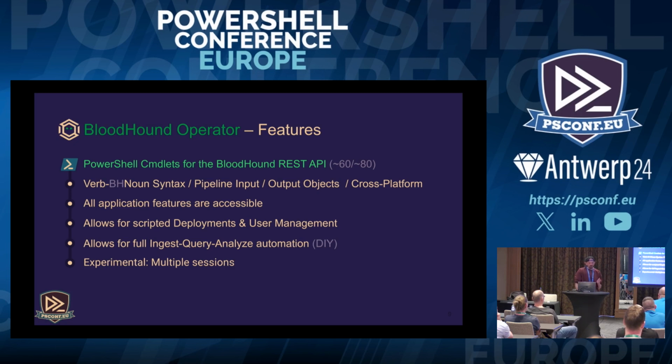All application features are accessible. It allows for scripted deployment of the application. Scripted deployment, if you're a red team and you're deploying the infrastructure, you might want to create a BloodHound, already have your users created in there with their single sign-on. Everything is included. And mostly now it allows for full ingest, query, and analyze automation, where the missing link in the past was the ingest, so you could collect. You could not ingest automatically. You could then query and write some custom analysis over it. This is now all possible in the BloodHound Community Edition with a bit, of course, of DIY, but that doesn't scare you guys. I think it excites you.